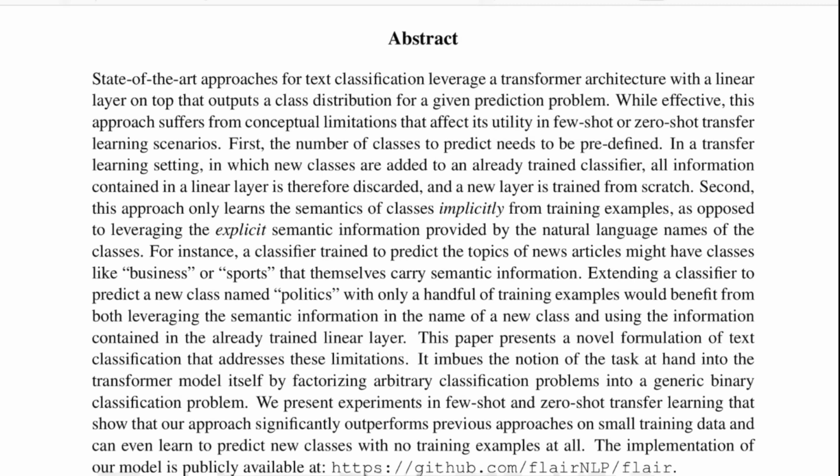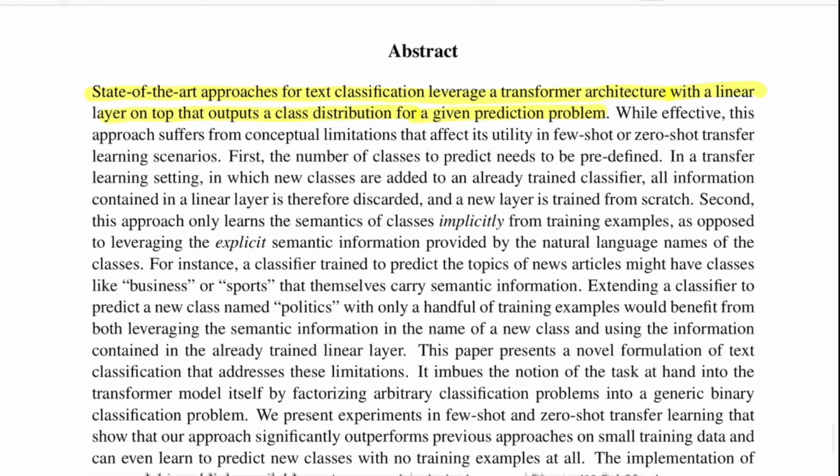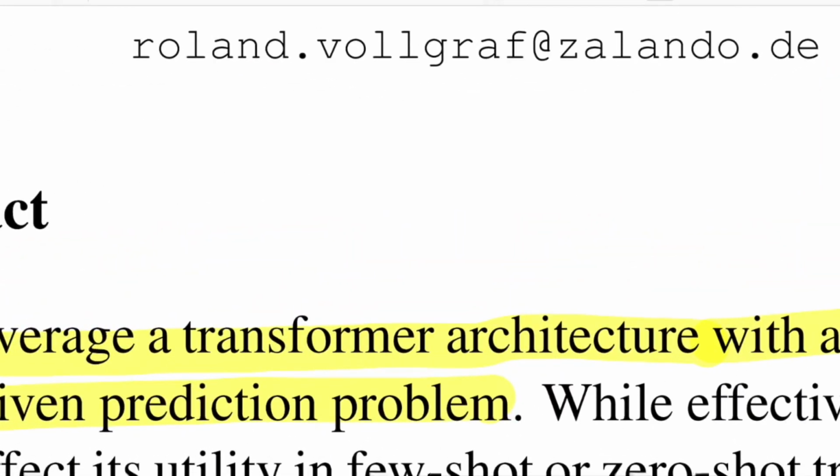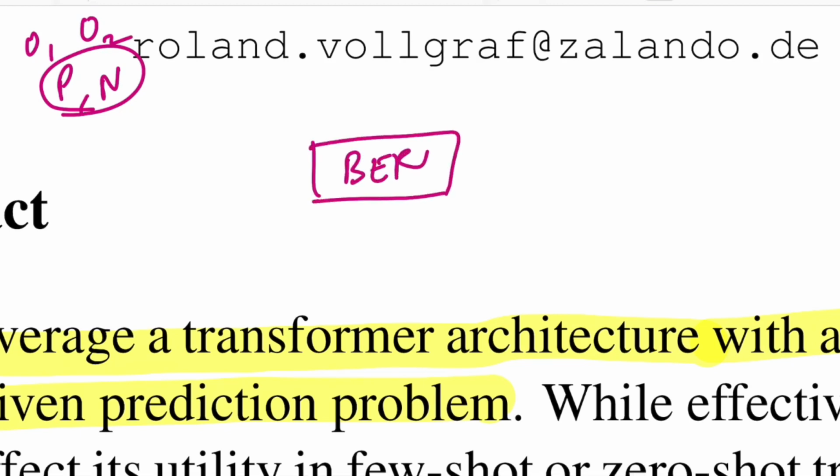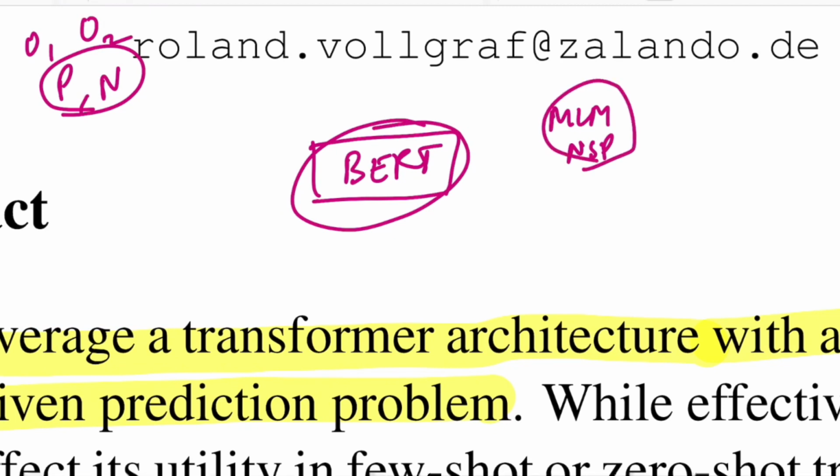Cool. So as they write, state-of-the-art approaches for text classification leverage a transformer architecture with a linear layer on top that outputs a class distribution for a given prediction problem. So that's how current-day systems work. Let's say we are trying to solve a task of sentiment analysis where you have positive and negative, these two labels. Let's call them O1 and O2. The first thing you do is pick a pre-trained language model. Let's call it BERT in this case. You pre-train this BERT model on masked language modeling and next sentence prediction tasks by feeding in large amounts of domain corpus that you have, which in our case would be all the reviews.